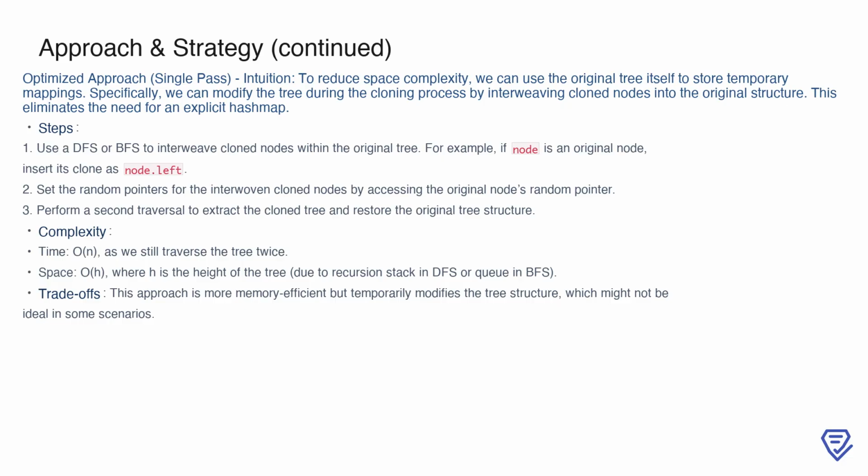Once the cloning is complete, we perform a second traversal to separate the cloned nodes and restore the original tree to its initial state. This method has the same time complexity of O(n), but reduces space complexity to O(h), where h is the height of the tree, as it avoids the need for an explicit hash map. However, it does involve temporarily altering the tree structure, which requires careful implementation to ensure it is restored correctly.